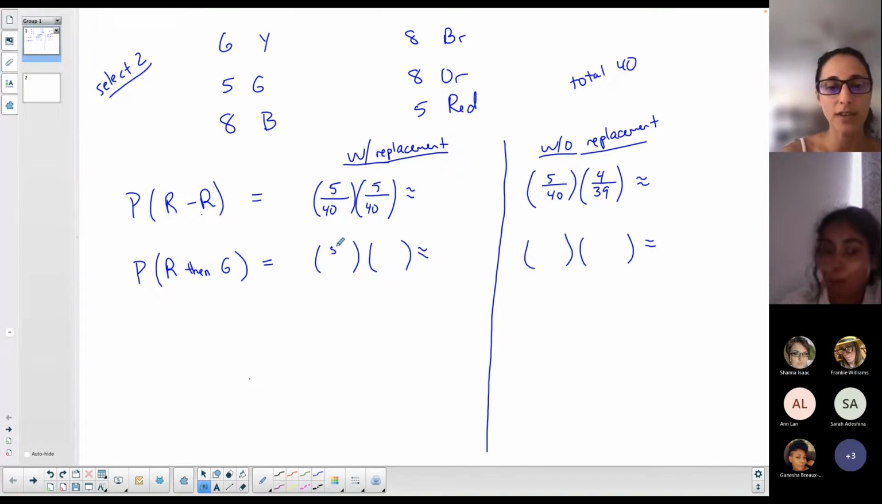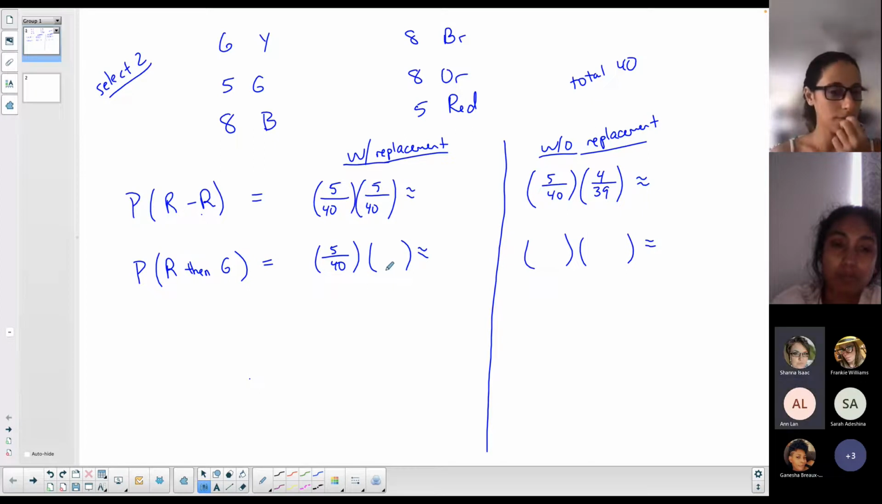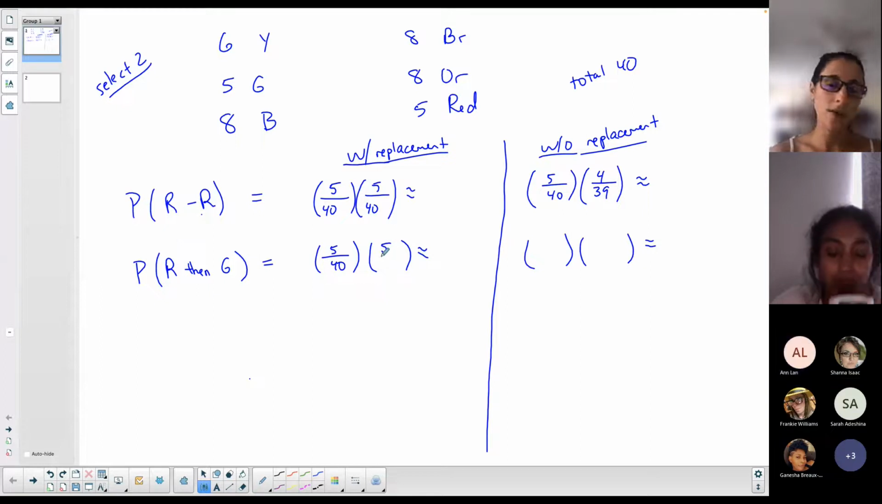We already know picking a red is 5 out of 40, but if I put the red back, what's the probability I get a green on the second grab? Because I put the red back. Is it 5 out of 39? 5/40. Or sorry, I was looking at the other side. Well, yeah, 5 out of 40 again, only because I also have 5 green as I do red.